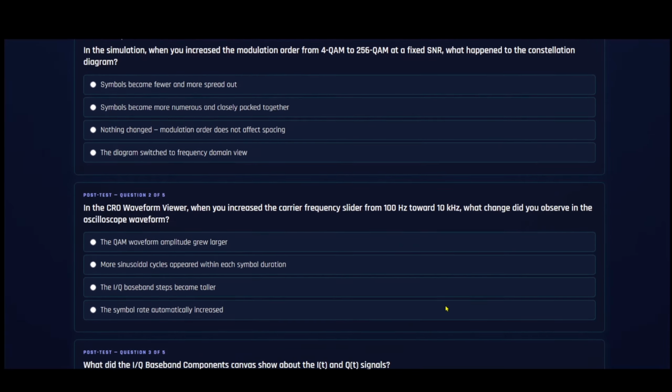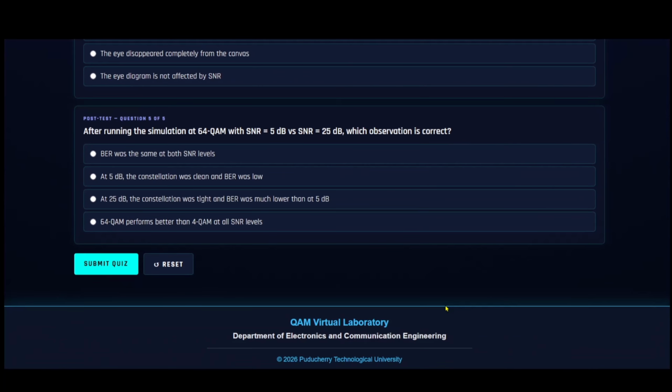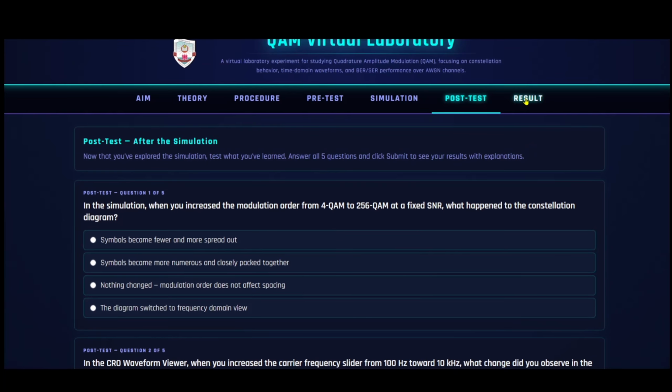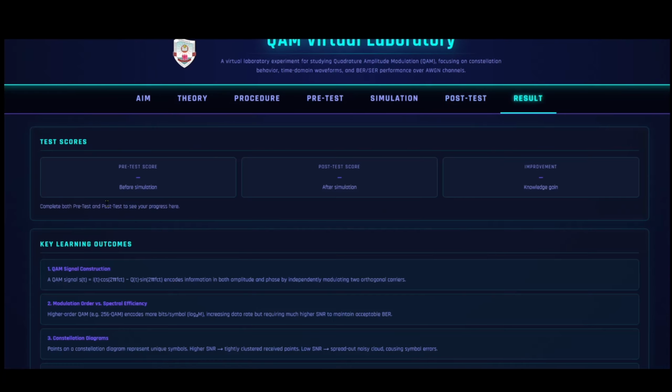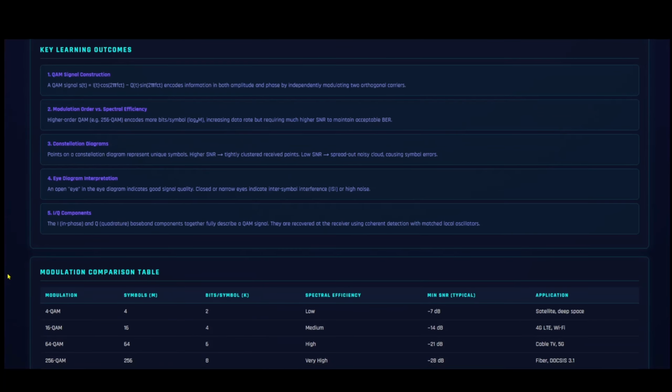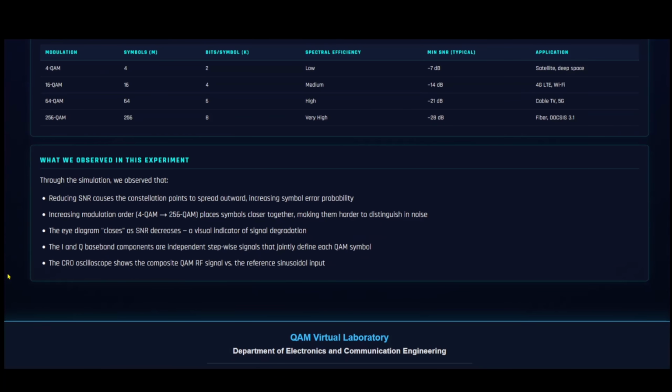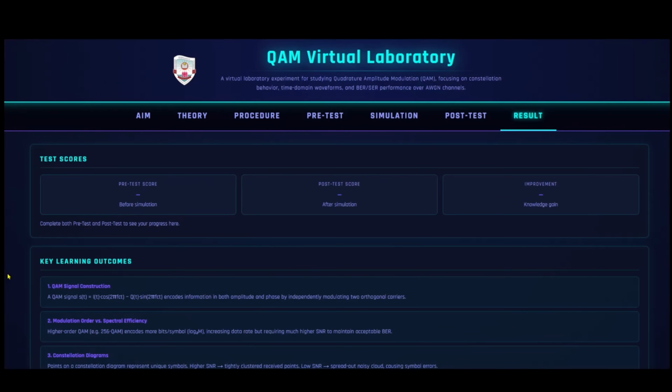In the post-test tab, it evaluates what we have learned after performing the simulation. Unlike the pre-test tab, these questions are observation based. And finally, in the result section, you can see your pre-test score, post-test score, and the improvement score. And these are the key learning outcomes and the modulation comparison table for all 4 QAMs. And it tells about what you have understood from the whole website.